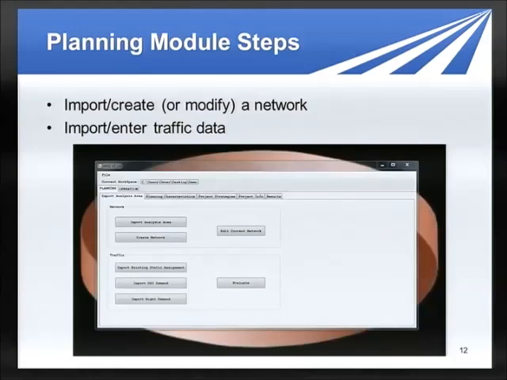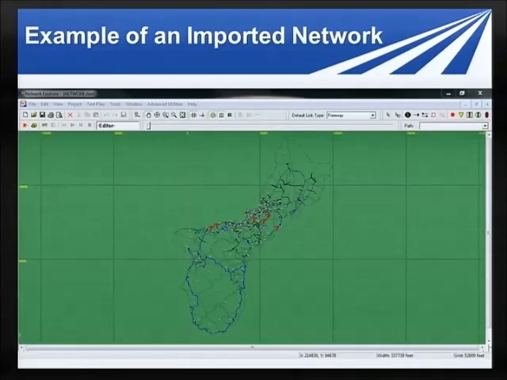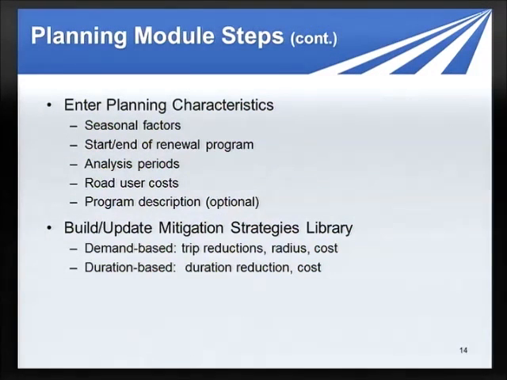Then you can import or create a network or modify one you already have in there, and input traffic data to the system. This is an example. It's maybe a little bit hard to see on the screen there, but this is a network that was used for some of the tool development. That's actually Guam, if it doesn't look particularly familiar, but that was used for the development and initial testing of the tool. These are some of the types of data that go in for the planning module. So some of the basic stuff like seasonal factors to vary your demand by month, for example.